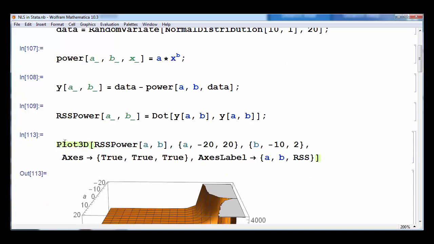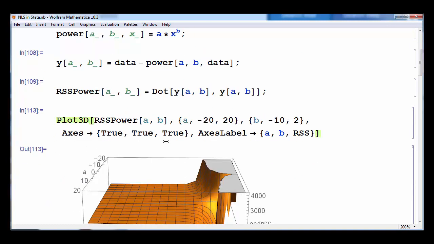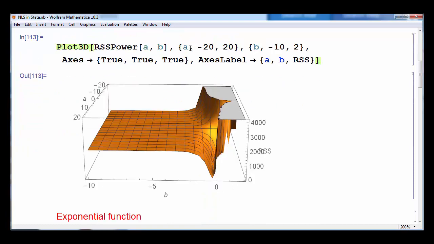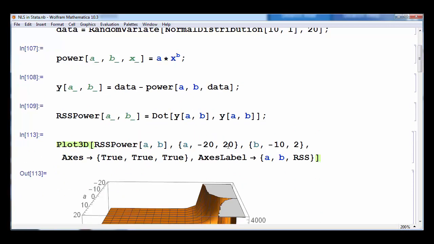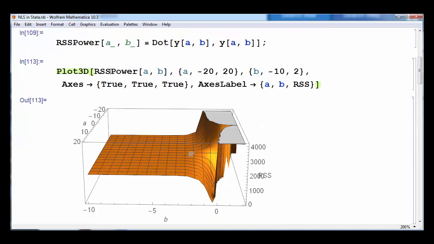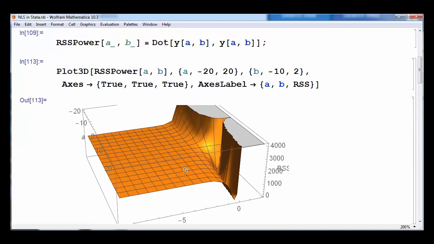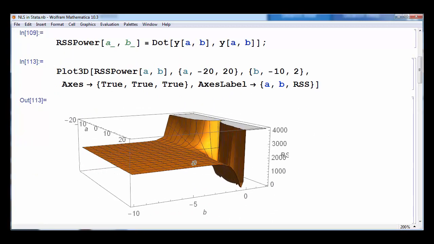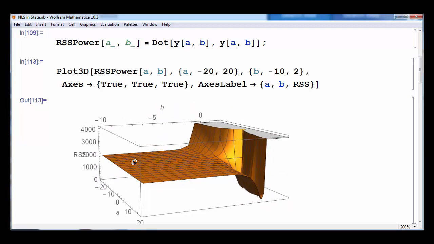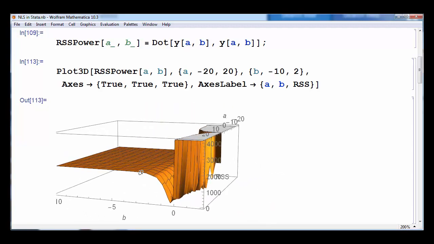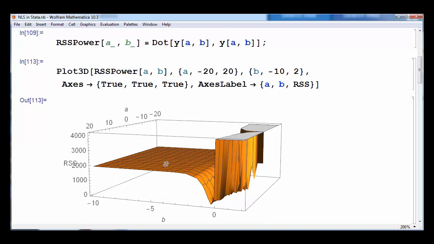And finally, we plot this function, and here a changes. I mean, it's not an intercept, it's this factor a that changes from -20 to +20, and b changes from -10 to +2. What we get is this surface, okay? And if you look at this surface carefully, we see that the minimum is somewhere here, okay?